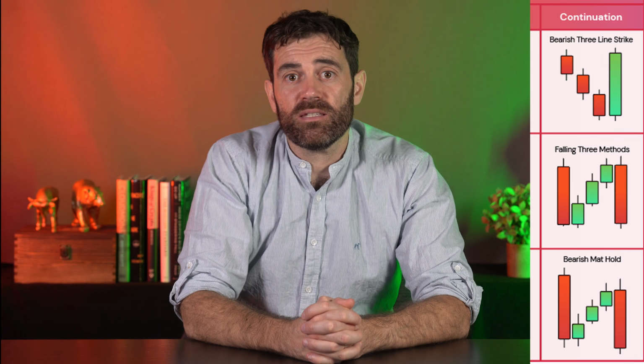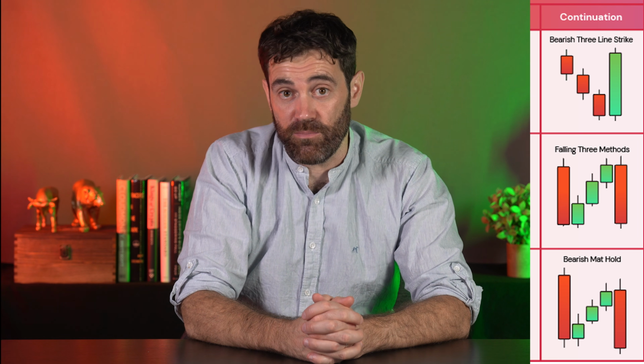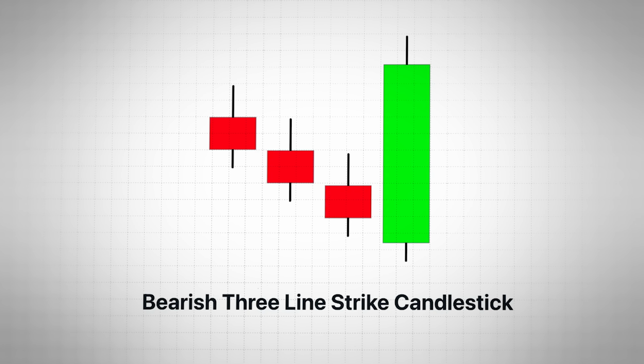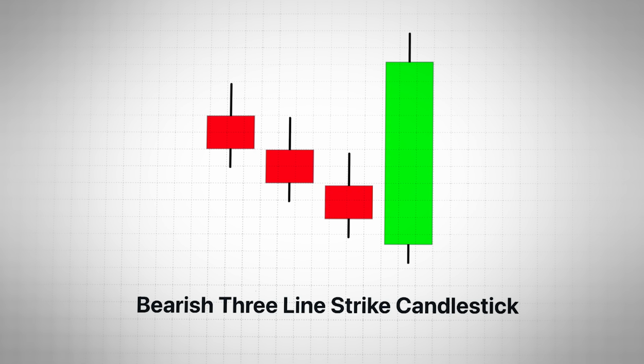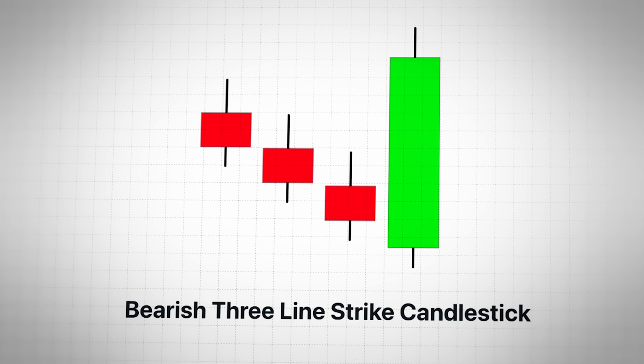Now, once again, these bearish continuation patterns are the exact opposite of the bullish continuation patterns. The bearish 3-line strike consists of 3 red candles with medium-sized bodies, followed by a green candle with a large body that brings prices back to what they were at the start of the first red candle.